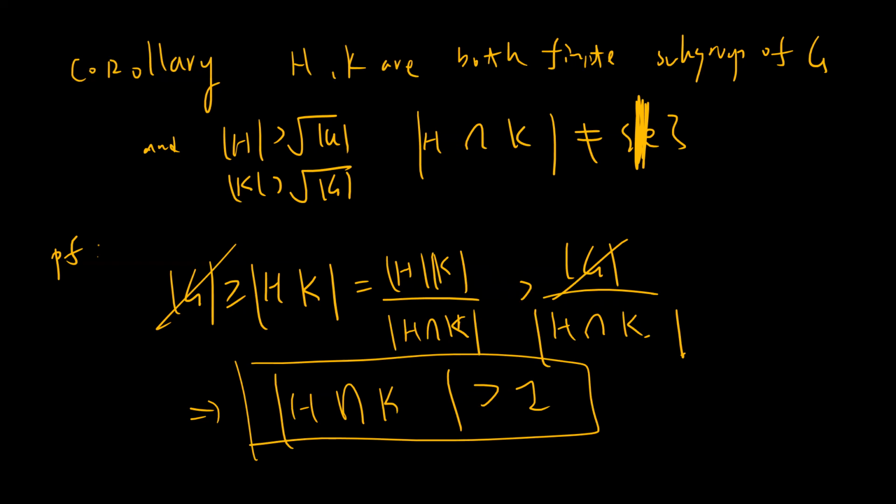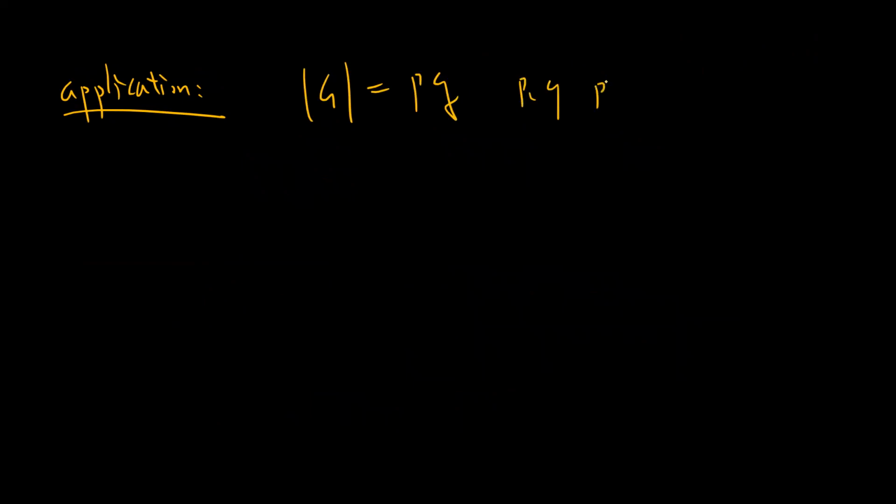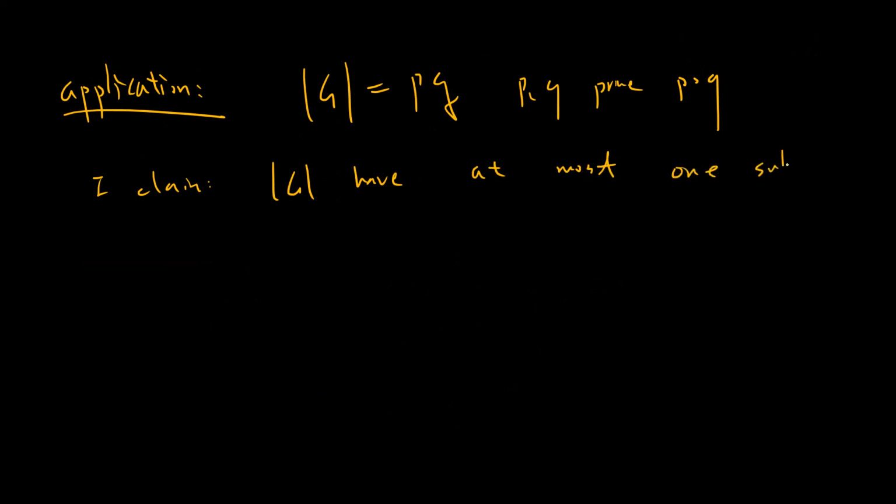Okay. Yeah, so this corollary can give a very special result. So the application: this application we will use in Sylow theory in the future. But actually, you can do this. Suppose G is a finite group of order pq, where p, q are prime, and p is greater than q. Then I claim G has at most one subgroup of order p.